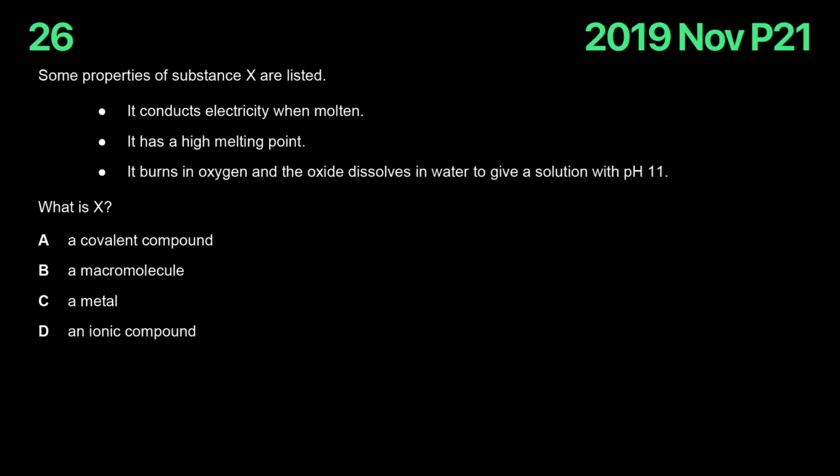Yes, moving on. Some properties of substance X are listed. It conducts electricity when molten. It has a high melting point. It burns in oxygen. And its oxide dissolves in water to give a solution with pH 11. And they're just talking about a metal, and don't you forget it.